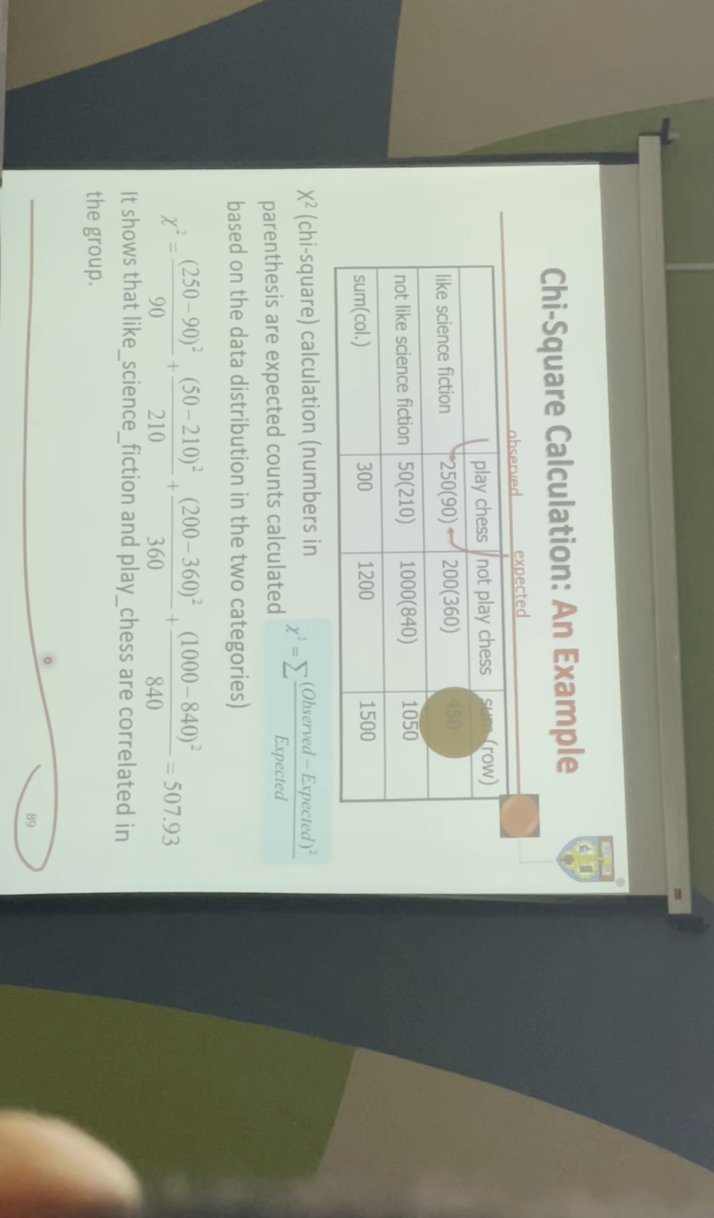Okay, so in this case, the larger your chi-square value, the more likely it is that these two variables, fiction and player chess, are related to each other. But when you want to decide whether they are related or not, of course you need to identify the alpha value, isn't it? The threshold is the alpha value.